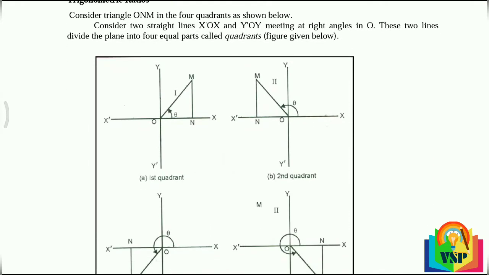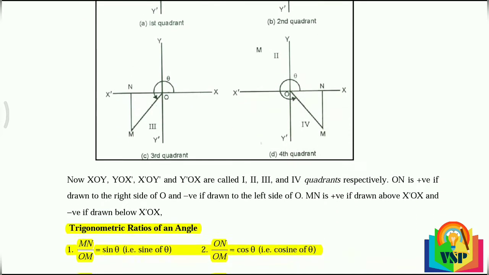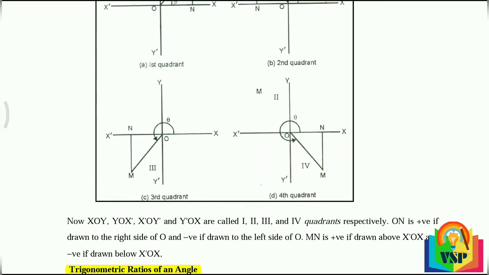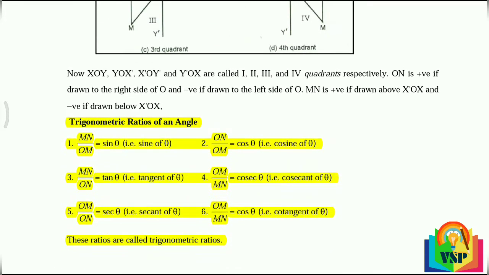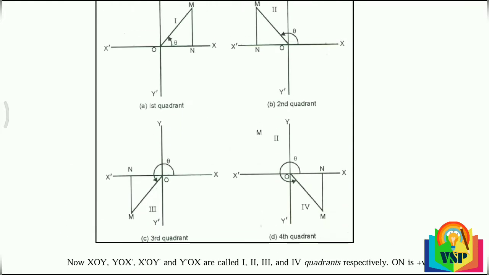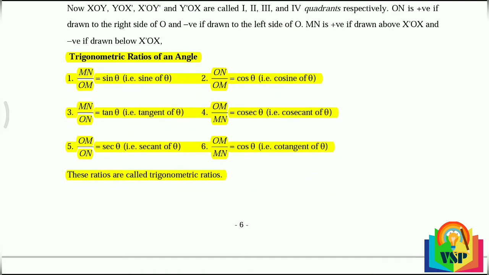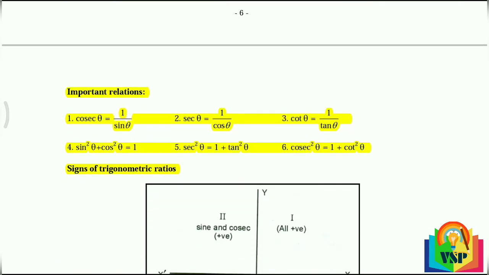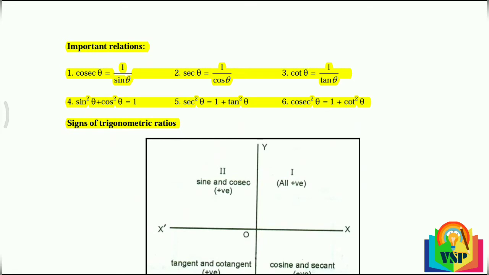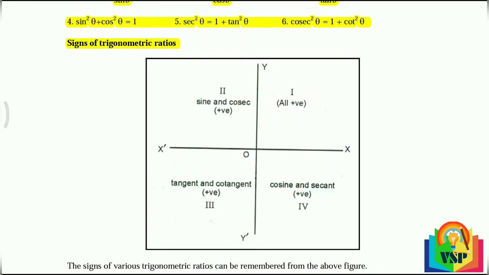Trigonometric ratios. From this diagram we can get sine theta. Sine theta means opposite side by hypotenuse. Cos theta is adjacent side by hypotenuse. From this diagram we have to write sin theta, cos theta, tan theta. Here important relations are there. Cosecant theta is equal to 1 by sin theta, secant theta is equal to 1 by cos theta, and the sixth one, cosecant square theta is equal to 1 plus cot square theta. Note it in your notebook.